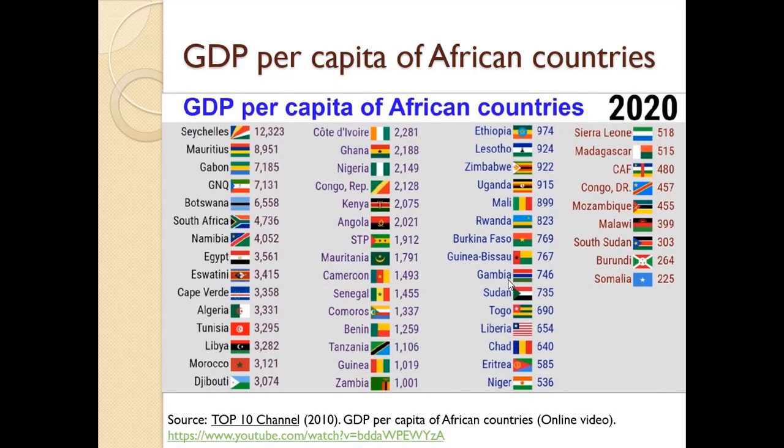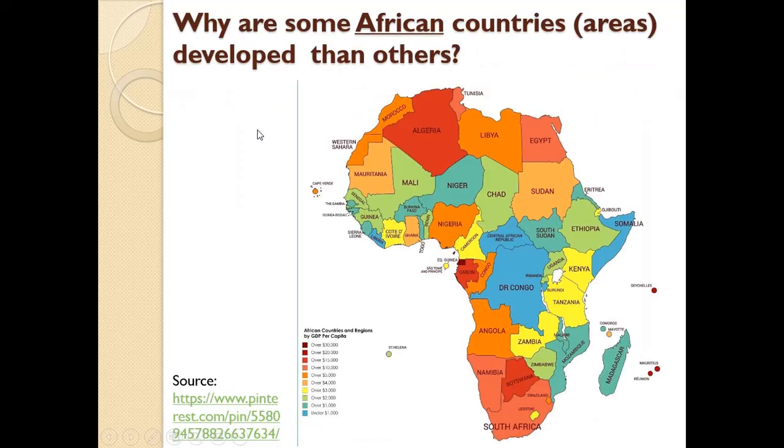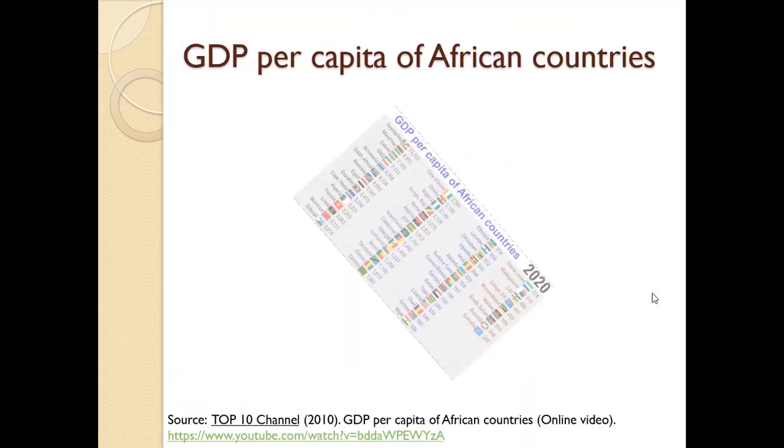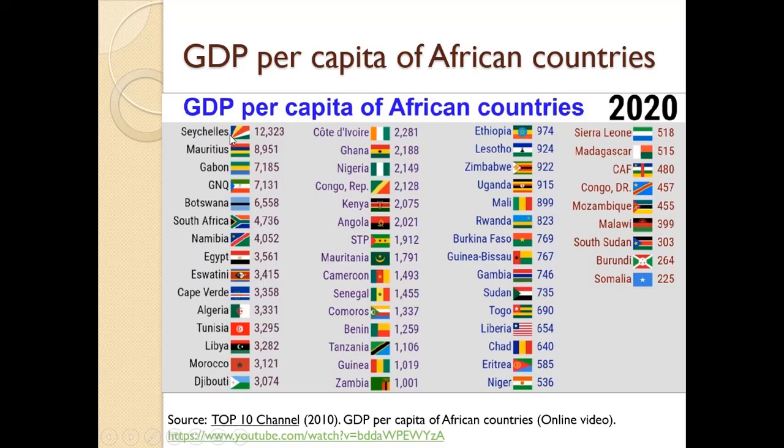So this is 2020. By the top 20 channel, the top 10 channel, it does some kind of comparisons. By 2020 you see that Somalia is doing worse while Seychelles is doing well. So this is what I was talking about. For instance, Seychelles here, see, is among the richest countries in Africa. And here, you see it here on top. And then Somalia is doing very badly.